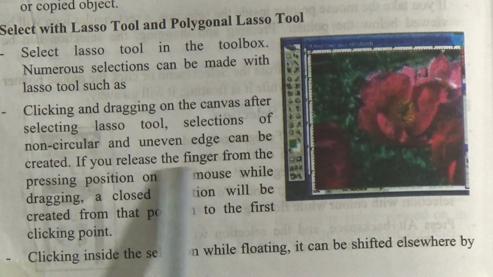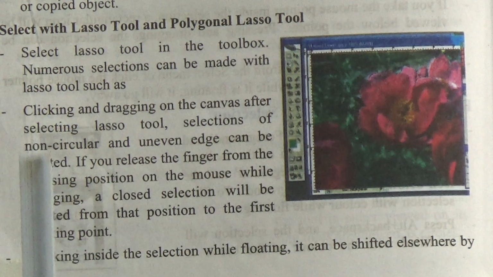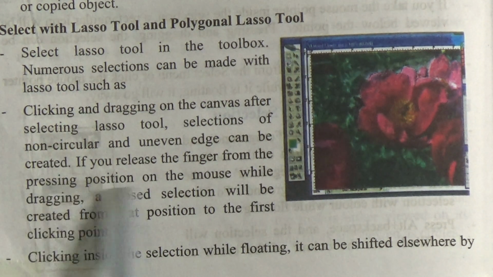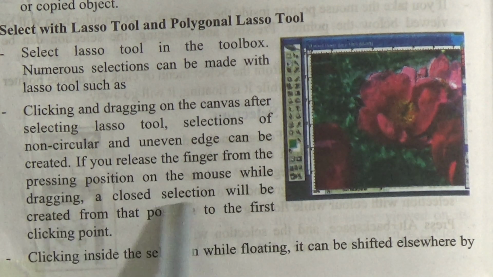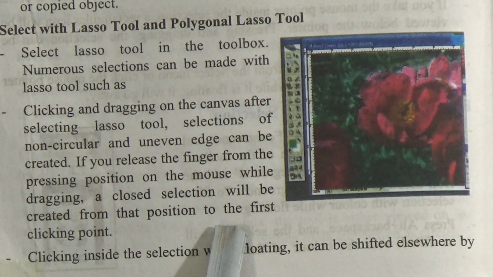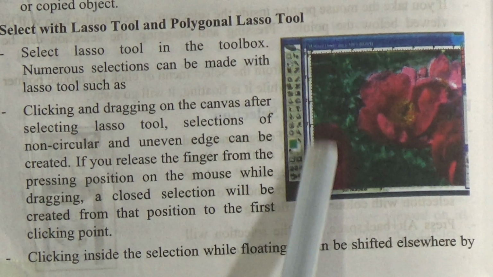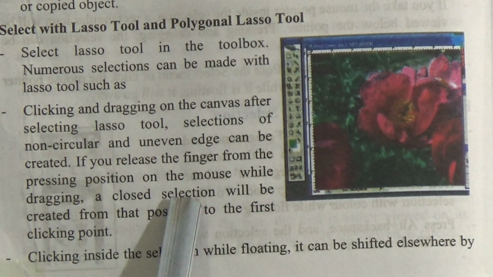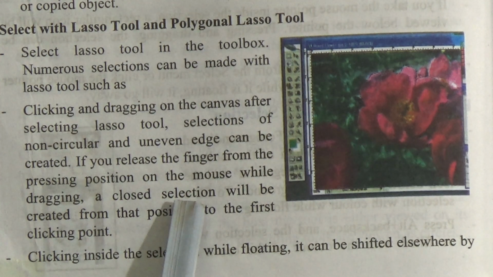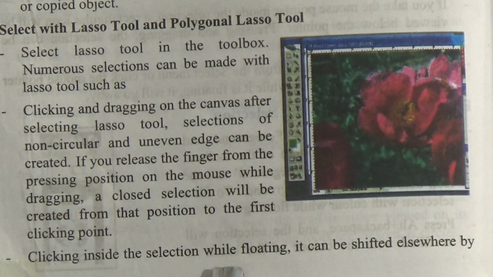If you release the finger from the pressing position on the mouse while dragging, a closed selection will be created from that position to the first clicking point. You can see this in this way. You can do this with the Lasso Tool or the Polygonal Lasso. Clicking inside the selection while floating, it can be shifted elsewhere by dragging.